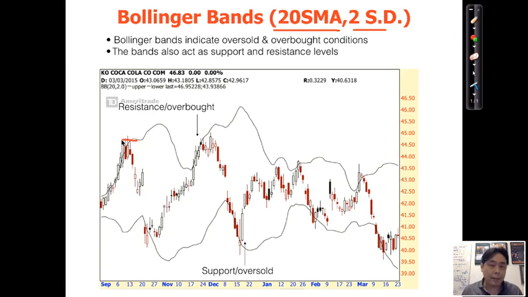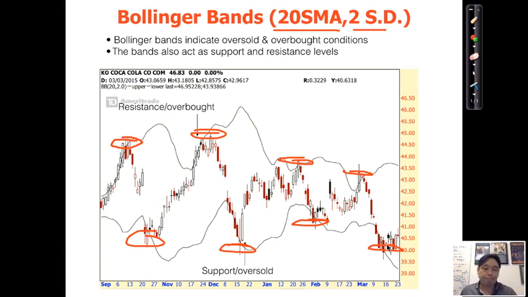So the upper band acts as a resistance, right? Sometimes the price goes up, hits the upper band, comes back down again. The lower band acts as support. Can you see the support level, right? So that's one way we use Bollinger Bands. Again, you can't just use them by themselves. In the specific strategies, I'll show you when to use Bollinger Bands, okay?